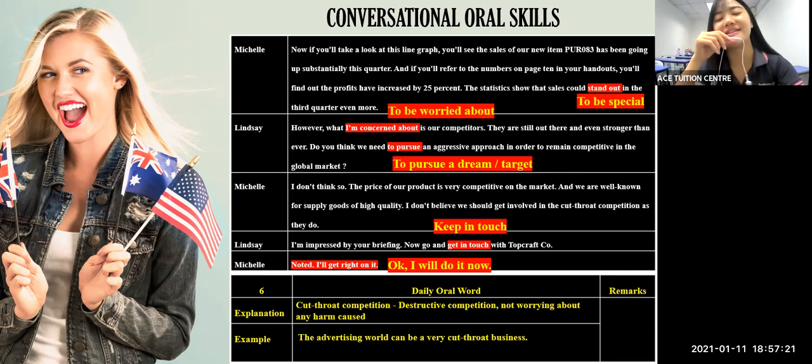Pursue meaning chasing for something. Don't say "I want to chase to become a doctor." Don't say those kind of things. It's grammatically incorrect. You must say, "I am concerned about my results because I want to pursue a master's degree." That is the right English pronunciation and word.